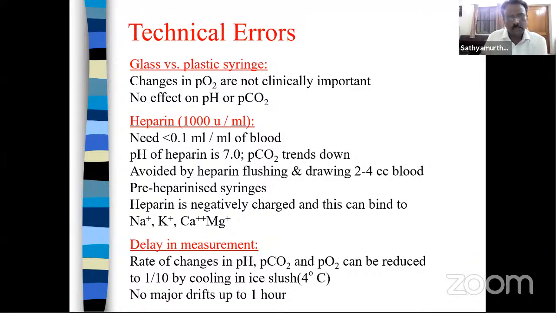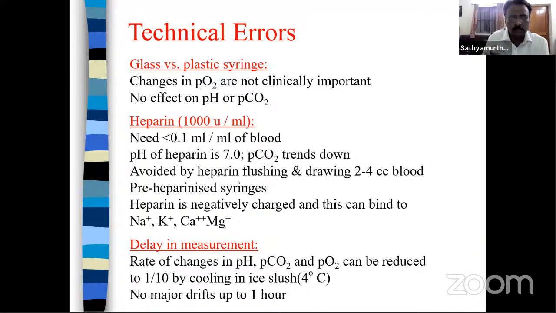And then delay in measurement can be easily circumvented by using ice slush. Ice slush means it has to be crushed ice. It has to be at 4 degrees Celsius, crushed ice. And if you put the syringe inside, you can store it even up to 1 hour without any major drifts. But it's a challenge even in my hospital.